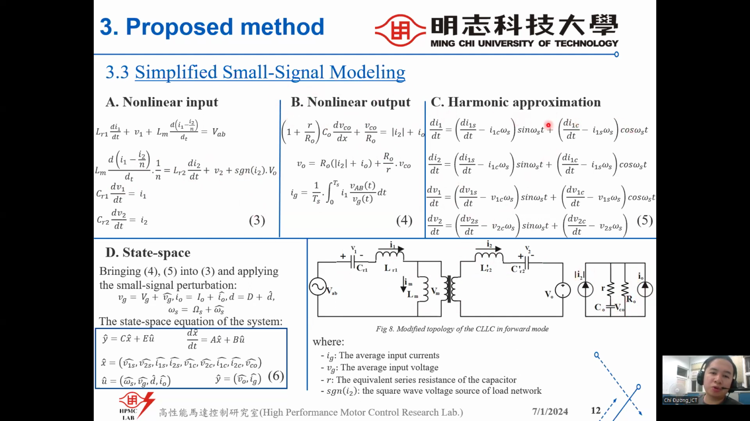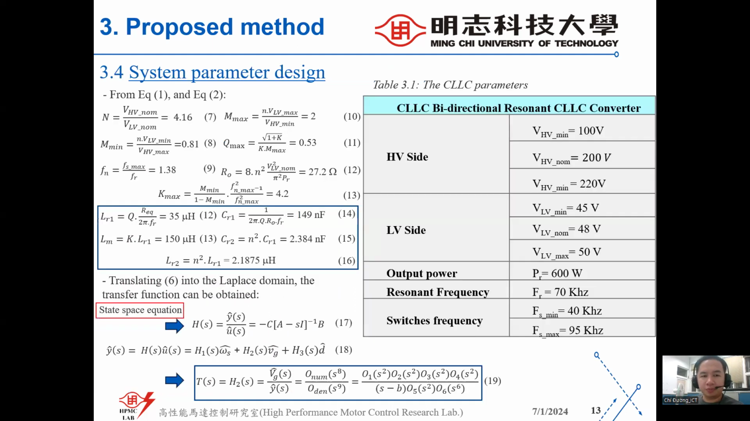With the harmonic approximation, we show the relationship. It is shown in the time domain. And after we bring in equations 4, 5, and 3 and apply the small signal perturbation, we can derive the state space equation of the system, following equation 6. After we determine the relationship in the fundamental characteristic, we get the state space equation.